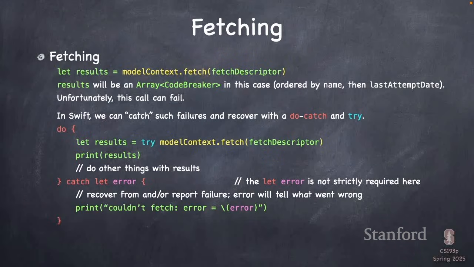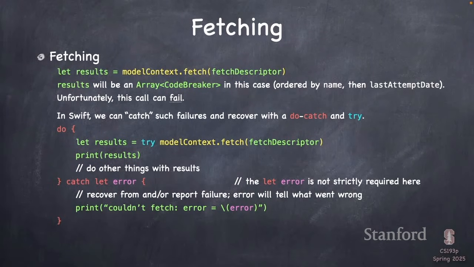Now, this let error that I have there, a lot of times we just leave that off because that's the default, let error. In other words, if you just say do catch, no let error, curly brace, then down in there, there will be a var called error, which is the error that was thrown, even though I didn't say let error. And I could also say let foo, and then it would be called foo in there instead of error. But usually we just leave it off and we call that thing error.